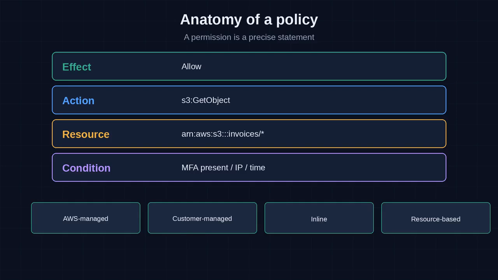That is a policy. AWS managed policies cover common jobs. Customer managed policies are ones you write for your org. Inline policies stick to a single user, group, or role. Resource-based policies hang on the resource itself. An S3 bucket policy is the classic example. Plain language, a permission names an effect, an action, and a resource, nothing fuzzier.